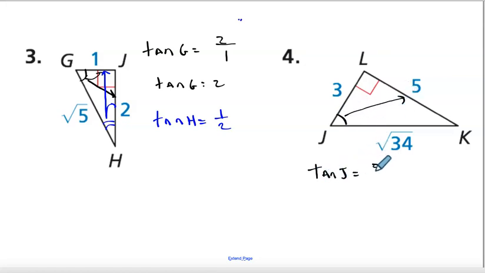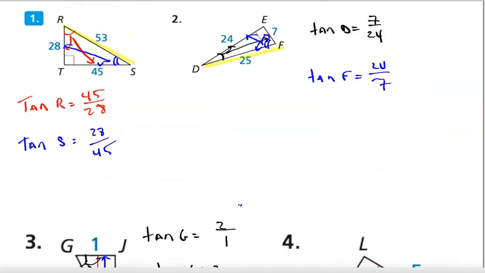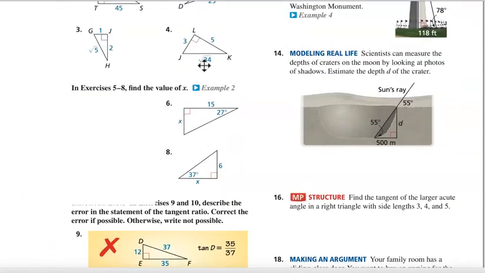Opposite over the adjacent. When I'm looking at K, without even looking at the diagram, if I'm confident in J, then this is just going to be 3/5. Again, I could verify: opposite, my numerator; adjacent, my denominator.